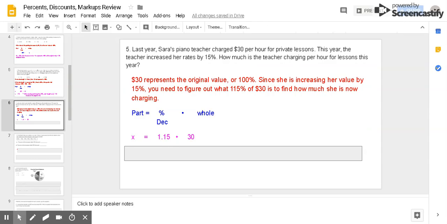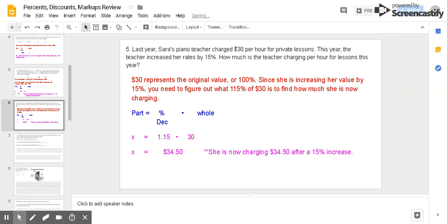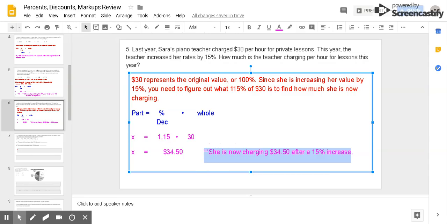Remember, to go from a percent to a decimal, you have to move the decimal 2 places over to the left. And then you're multiplying it by 30 because that's what you start with. That's your original cost, or the original amount. So 1.15 times 30 gets you $34.50. So just so we understand, she is now charging $34.50 after her 15% increase. Originally she was charging $30 and now she is charging $34.50. Originally 100% represented $30. Now 115% represents $34.50.